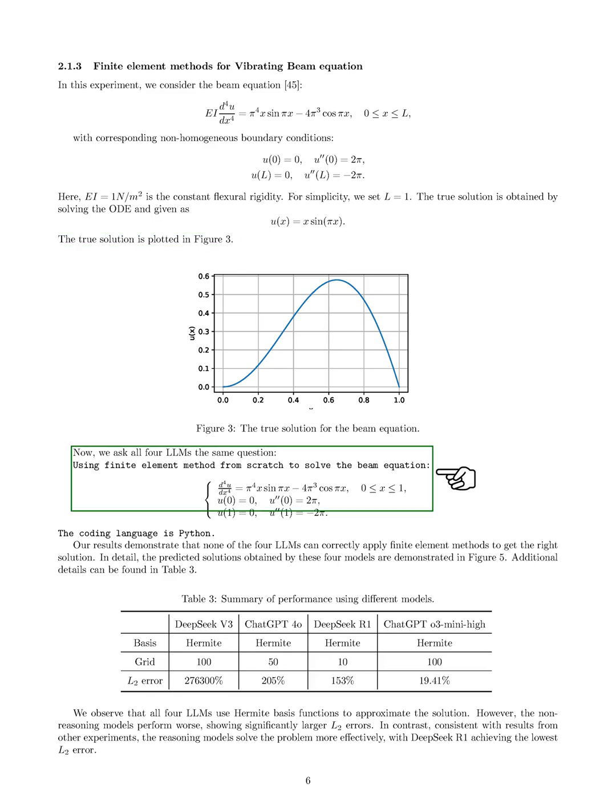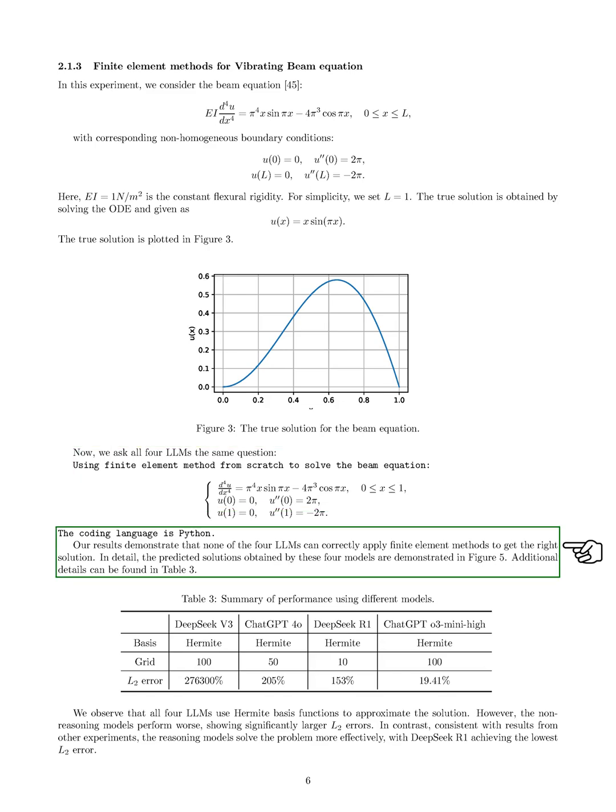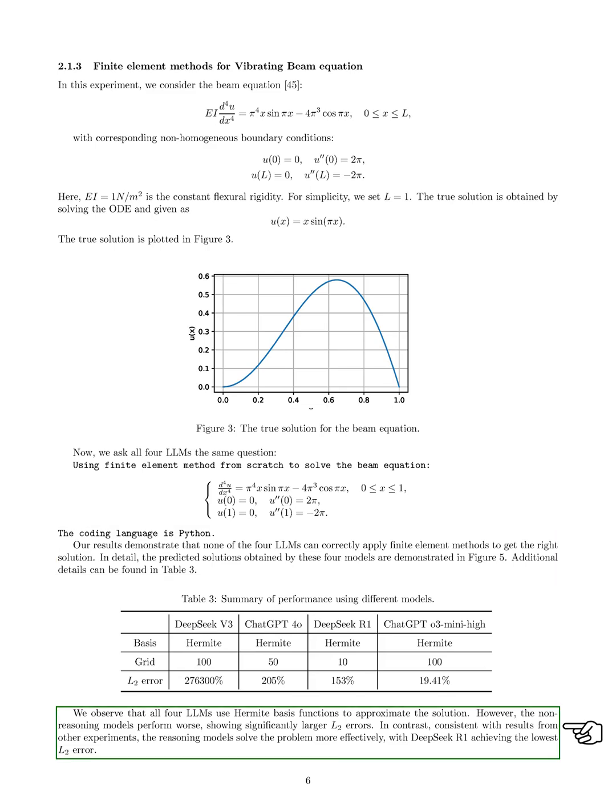We then pose the same question to 4 large language models, LLMs, about using the finite element method from scratch in Python. Our findings reveal that none of the models successfully apply finite element methods to arrive at the correct solution, as shown in another figure. All models utilize Hermite basis functions for approximation, but the non-reasoning models exhibit larger errors compared to the reasoning models, with DeepSeek R1 achieving the lowest error.